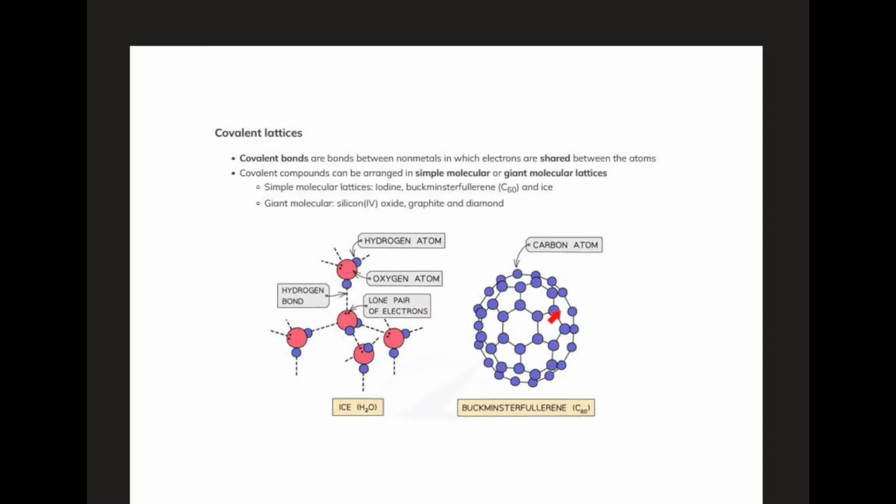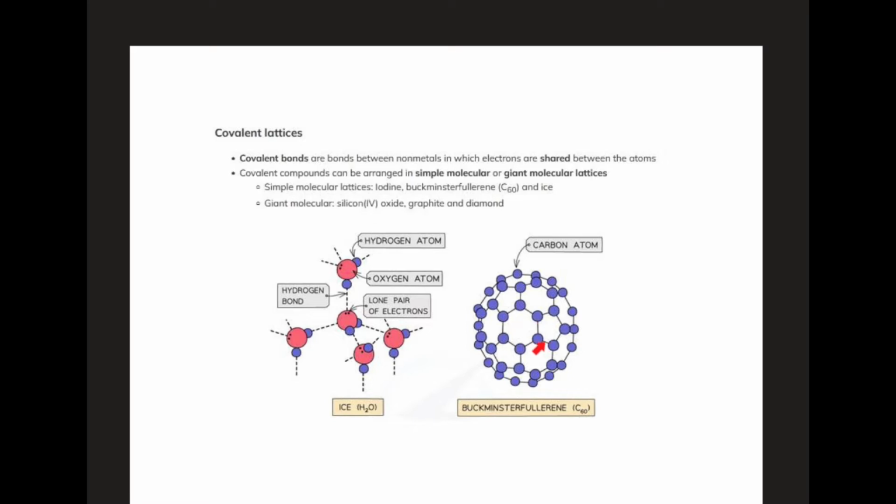It is 60 carbons that form a molecule. So it's like a football shape. So you can see. Wait. Is the bonding between them weak intermolecular forces or are they covalent bonds? For this case, it is intermolecular forces over here. Covalent bond is inside the molecule. For this case, all these are covalent bonds.